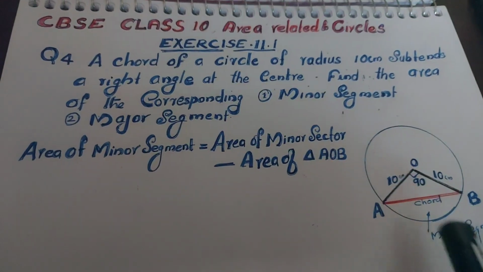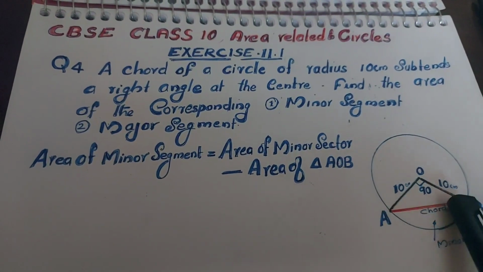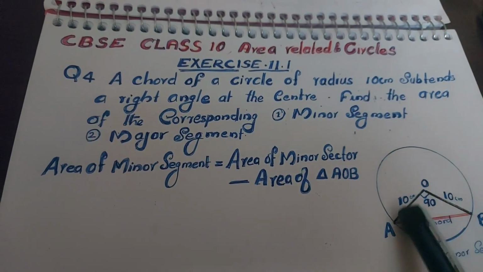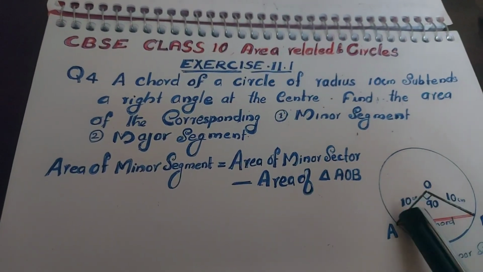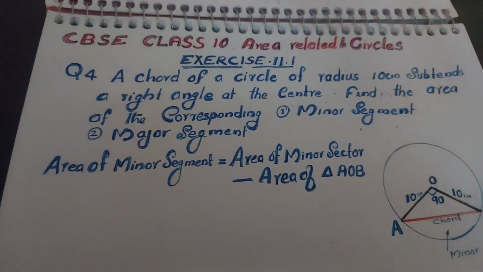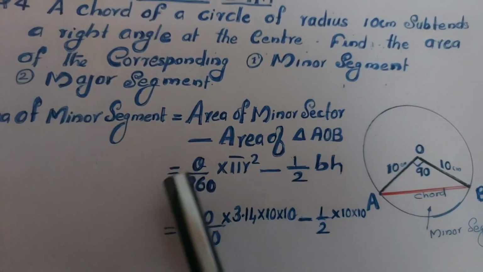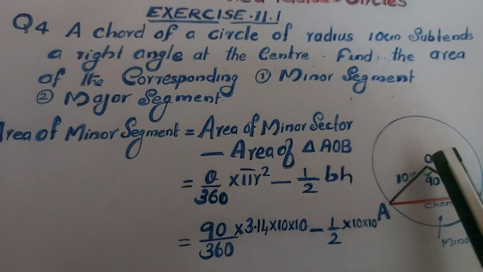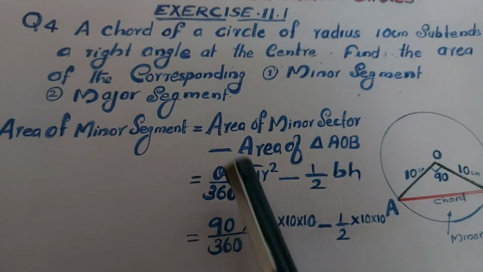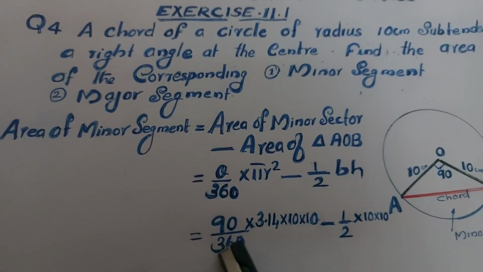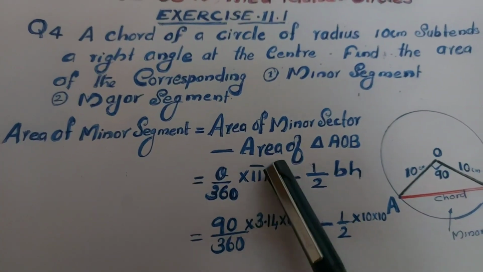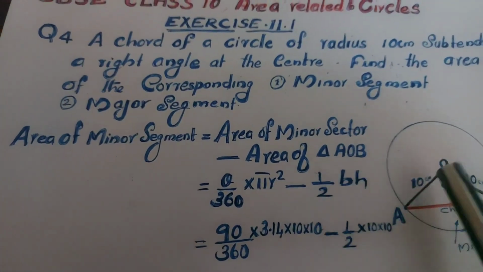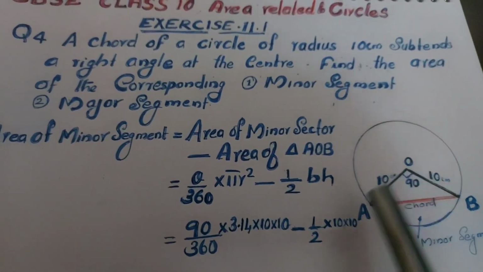Area of the minor segment is equal to area of the minor sector minus area of the triangle AOB. This is the triangle AOB. So area of the minor sector is theta by 360 into pi r squared, minus half into b into h, the area of the triangle. So theta is 90: 90 by 360 into 3.14 into 10 into 10, minus half into 10 into 10.